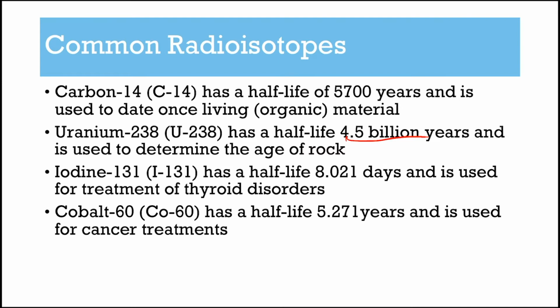And then there are things like iodine-131 and cobalt-60. Both of those have relatively shorter half-lives, one being 8 days, one being 5 years. These are used in different medical procedures. Iodine is used for thyroid disorders. Cobalt-60 is used for cancer treatments. With these much shorter half-lives, it decays out of the person's body a lot quicker.